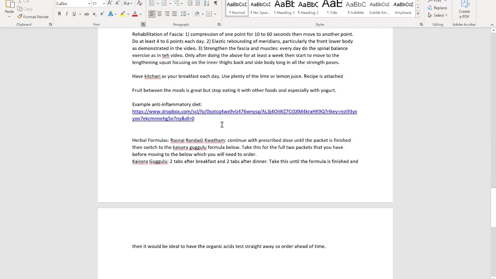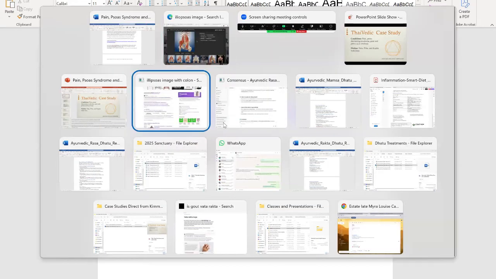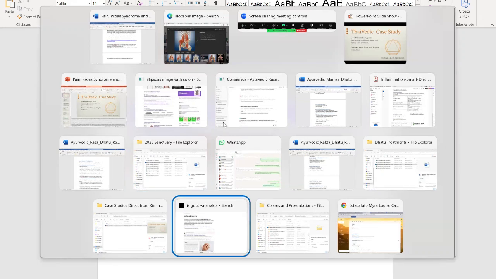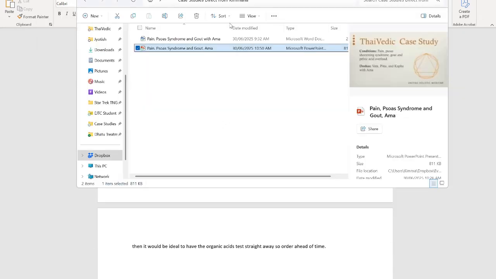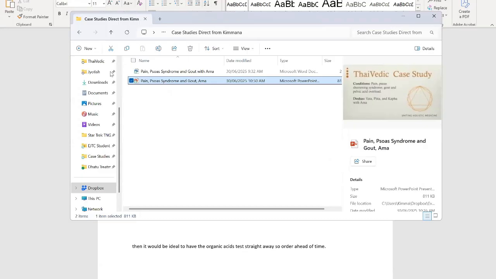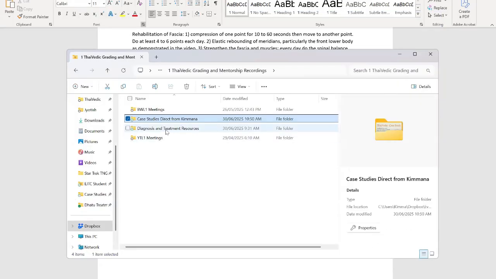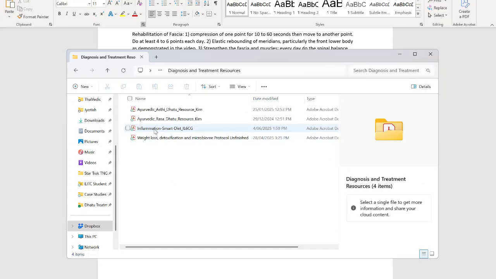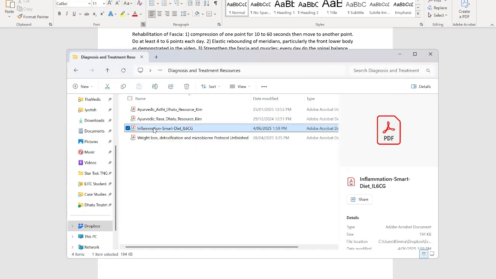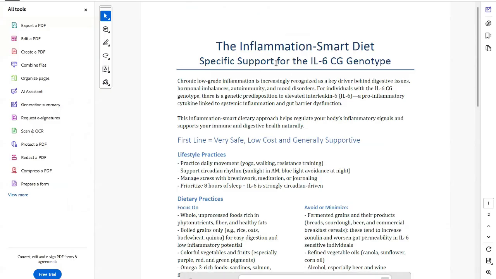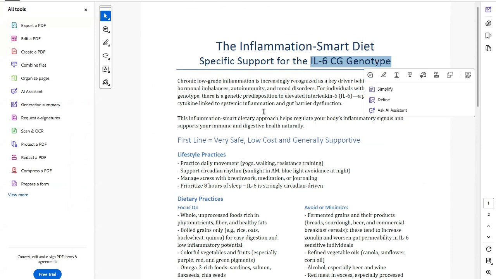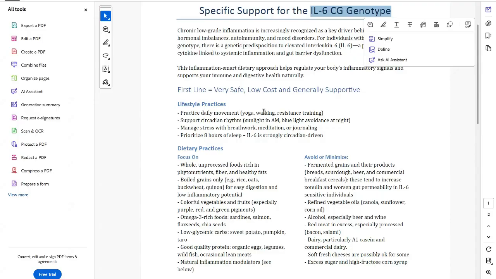There is an example anti-inflammatory diet, which I've placed into the student resources folder for people that have signed up to these case studies and mentorship and are a part of the paid program around that. In here, I have this inflammation smart diet. It's a resource that I created for a different client who had a specific gene test done, but it's still general to what causes most inflammation. And it's just, if you have this gene, then you especially need to be aware of this. But in general, this is the direction of what causes a lot of inflammation across the body.